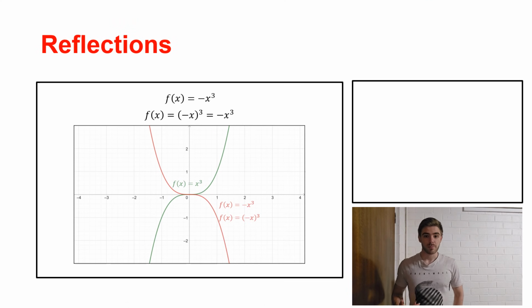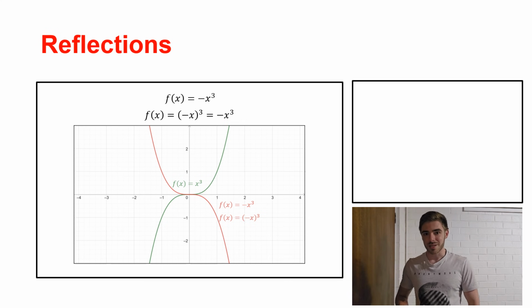Reflections are identified by a negative sign either out the front of the entire function, or directly attached to the x variable. The interesting thing about cubics is that a reflection in the x-axis looks identical to a reflection in the y-axis. It's for this reason that you'll only ever see a negative sign at the front of the cubic, because both reflections are mathematically identical anyway.